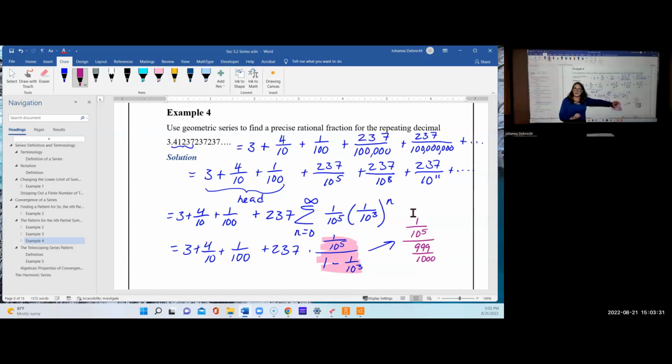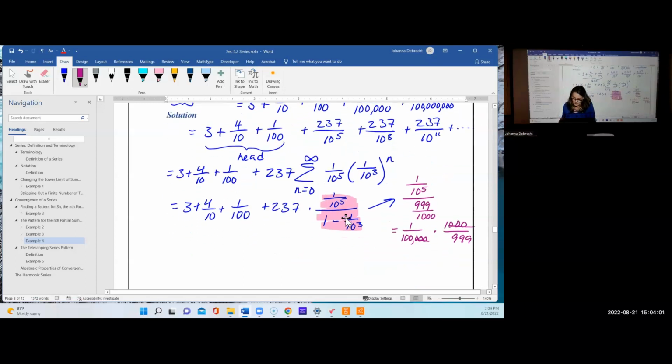Now I need to write these out, and remember that we're going to take the numerator fraction and multiply by the reciprocal of the denominator. So this is going to give me 1 over 100,000, which is 10 to the fifth, times 1,000 over 999. Now these three zeros cancel those three zeros, and I end up with 999 times 100. And that will give me 99,900.